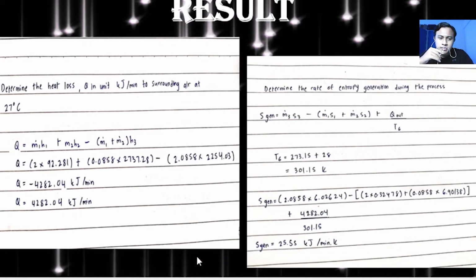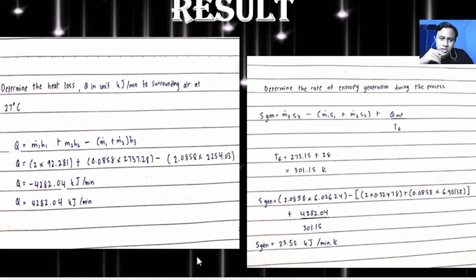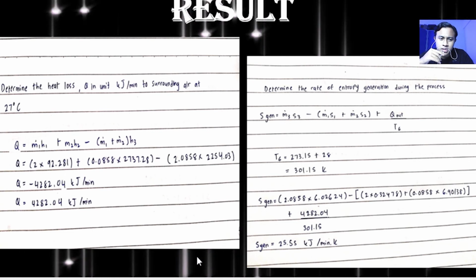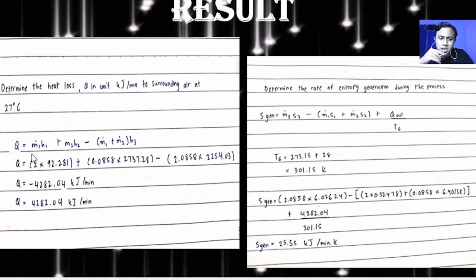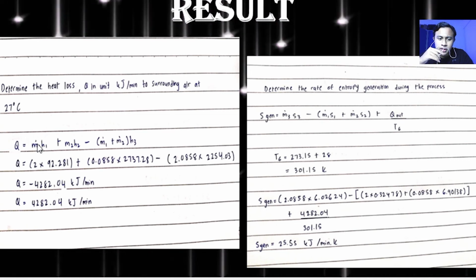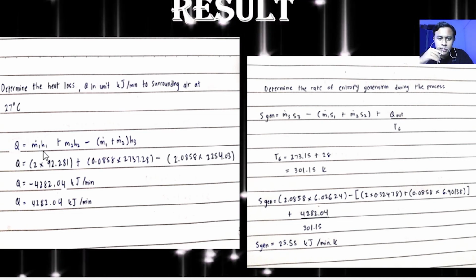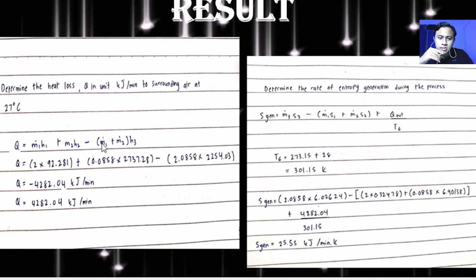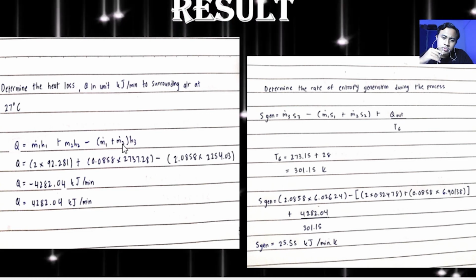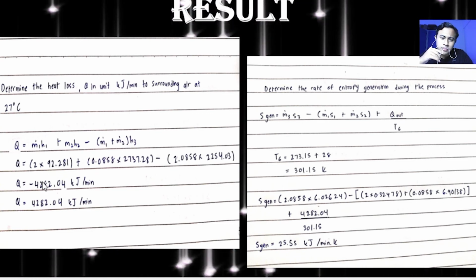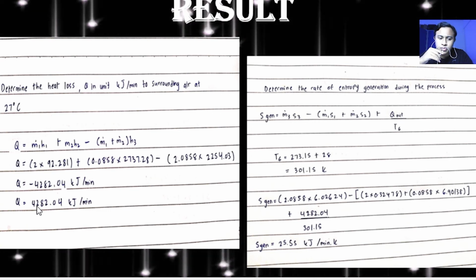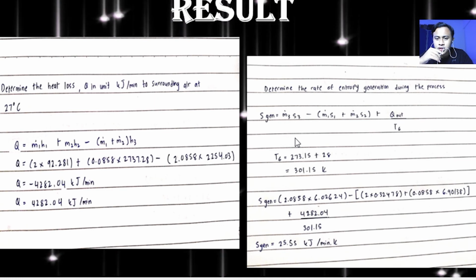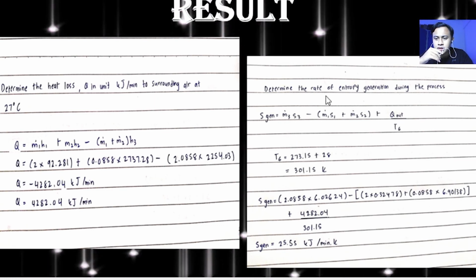Next, we need to determine the heat loss in kilojoule per minute to the surroundings at 27 degrees Celsius. The formula is flow rate 1 times enthalpy 1 plus flow rate 2 times enthalpy 2 minus flow rate 3 times enthalpy 3. We enter the values and we get the answer, 4282.04 kilojoule per minute.